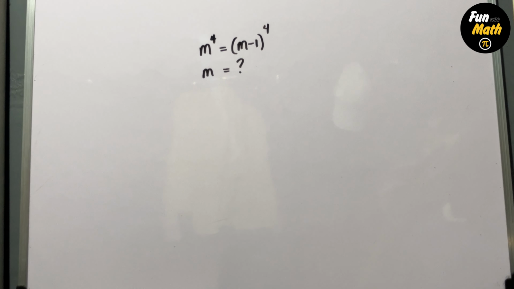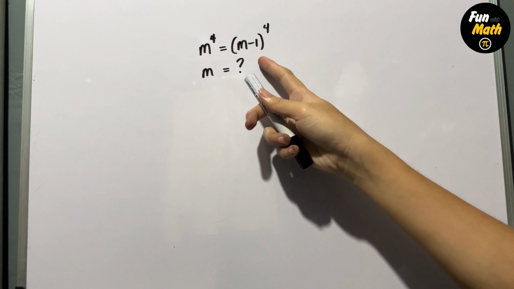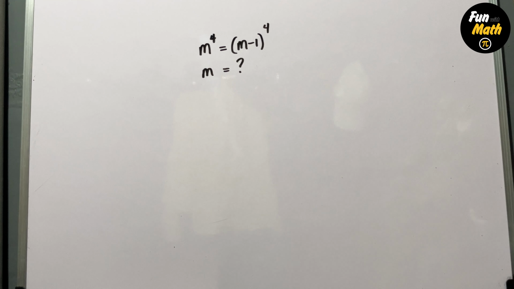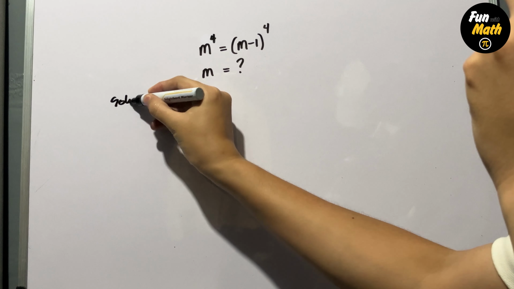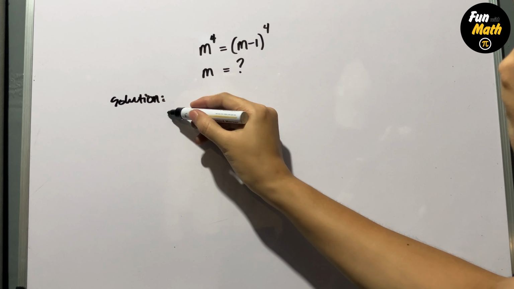Here's a nice problem. m to the power of 4 is equal to (m minus 1) to the power of 4. What is the value of m? Here's the solution. So let's bring down the given equation.